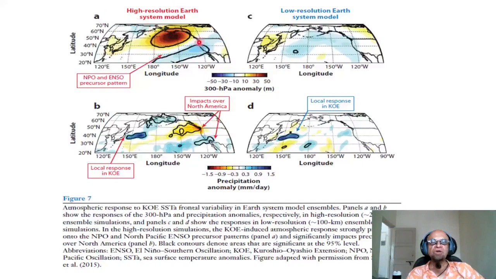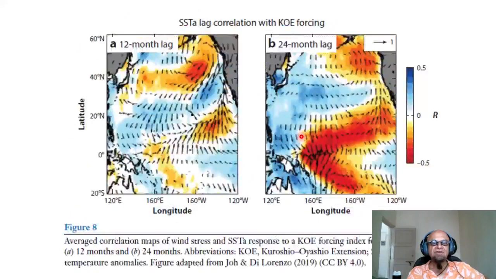So high resolution Earth system NPO and ENSO precursor pattern is here as the 300 hPa anomaly. Low resolution Earth system model looks remarkably different, which is always tricky to understand. Local response in the KOE and impacts over North America, which is why we are worrying so much about these things, because they have impacts on land, and decadal variability. So, it's always critical for decision horizons as well, and local response in KOE in the low resolution Earth system models. So do what you want with it, but essentially we don't know the answer and we are still seeking the answer.